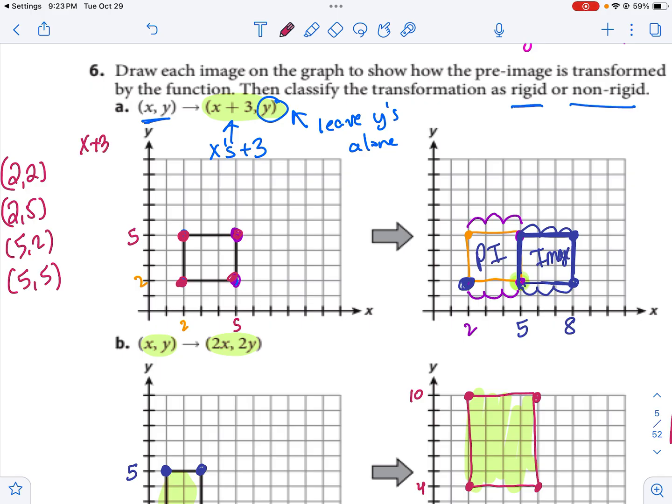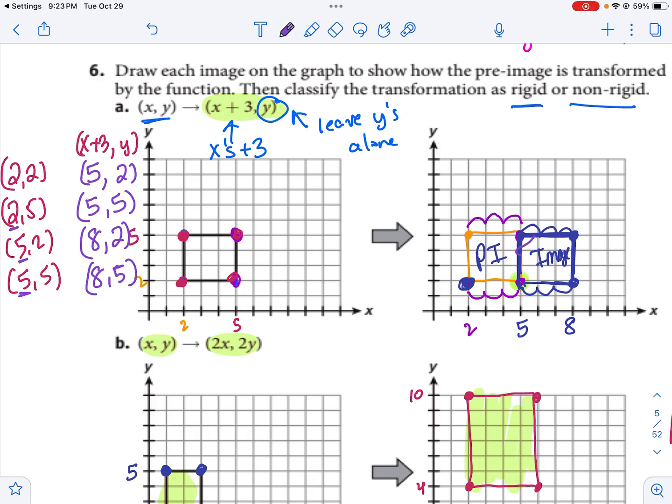And if you like the table better, we can do the same thing. I can go x plus 3, comma y. So what am I going to do? I'm going to take my x's and add 3. So 2 plus 3 gives me 5, but then keep my y value the same. I can go 2 plus 3, which is 5, and keep my y value the same. The next one, I add 3. So 5 plus 3 is 8. Leave the y value the same. And then 5 plus 3 is 8. Leave the y value the same.